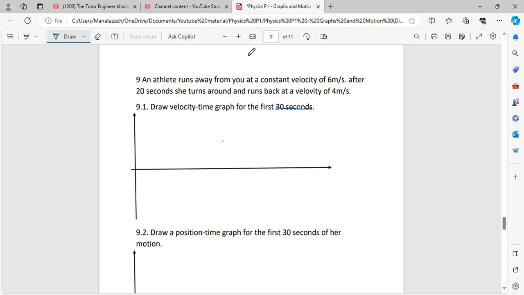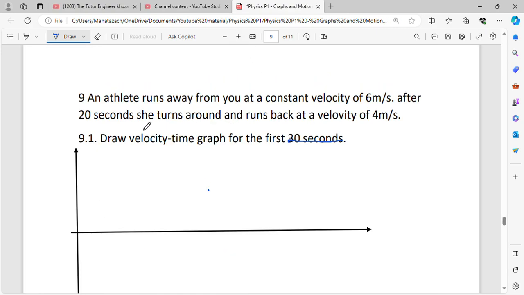Okay, let's just maximize. So we'll be dealing with the first 30 seconds. We'll call this the time axis. So 30 seconds we can accommodate as 10, 20, 30. And then here it's the velocity axis. So we can say 2, 4, 6, and then likewise on the negative velocity axis.